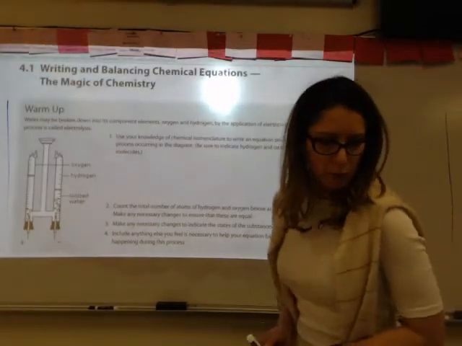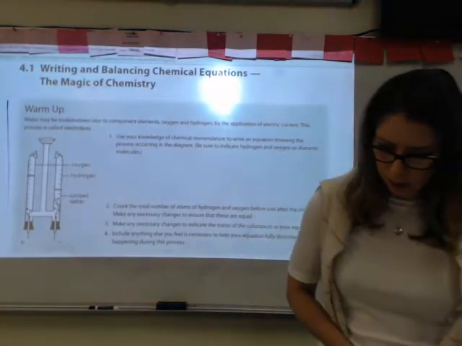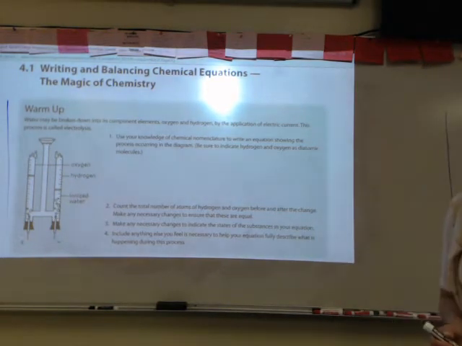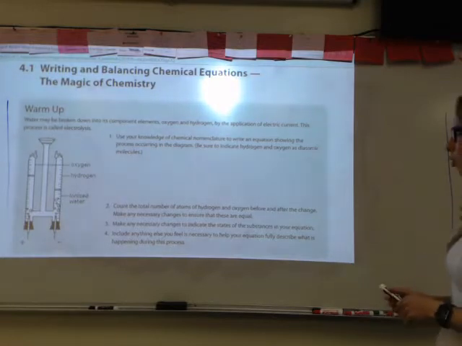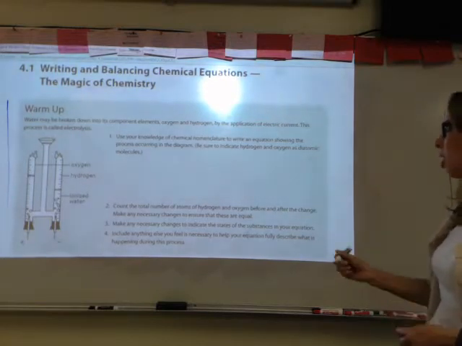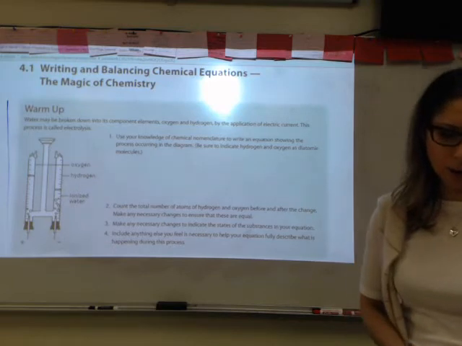All right, we're taking a look at writing and balancing chemical equations, the magic of chemistry. If you look at the warm-up, it says water can be broken down into its component elements, oxygen and hydrogen, by applying an electric current. This process is known as electrolysis. Use your knowledge of chemical nomenclature to write an equation showing the process occurring in the diagram. Be sure to indicate hydrogen and oxygen as diatomic molecules.